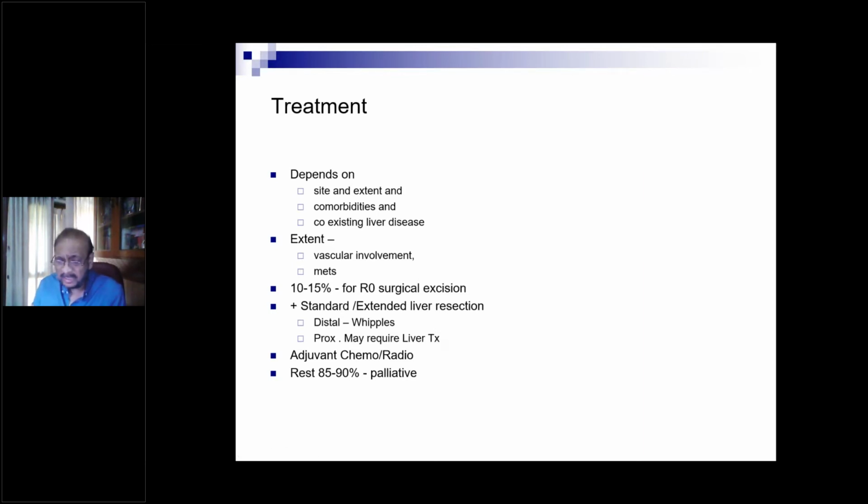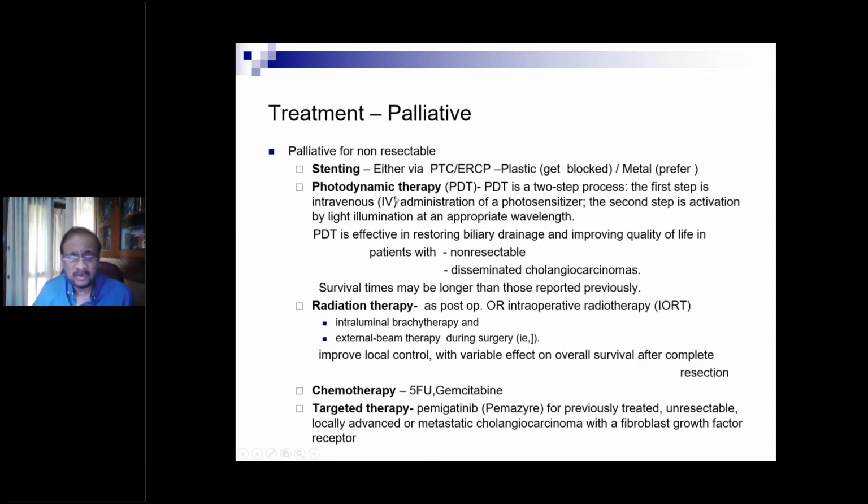Doing a Whipple's operation along with the excision of the liver, what can you hope? The mortality shoots up. Adjuvant chemo and radiotherapy could be advised or required in these patients. That means this was 10 to 15%. What about the rest of the patients? Only palliative therapy. And what palliative are we talking about? Palliative or non-resectable, almost 80, 85, 90% of patients.